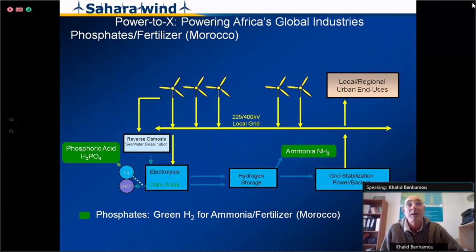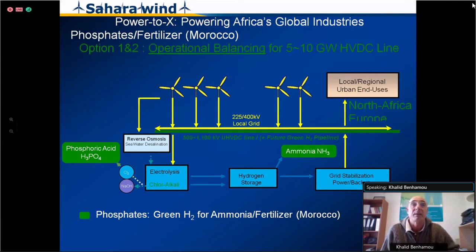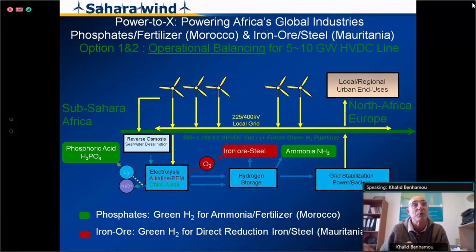And so one of the options is to look at the operational balancing of the system, where North Africa and Europe can be served by a large-scale high-voltage direct current infrastructure using the phosphate fertilizer processing, because I'm going to show you the scale of that processing needed, and equally using the iron ore transformation into green steel. You will also be able to deploy a very large power transmission infrastructure.